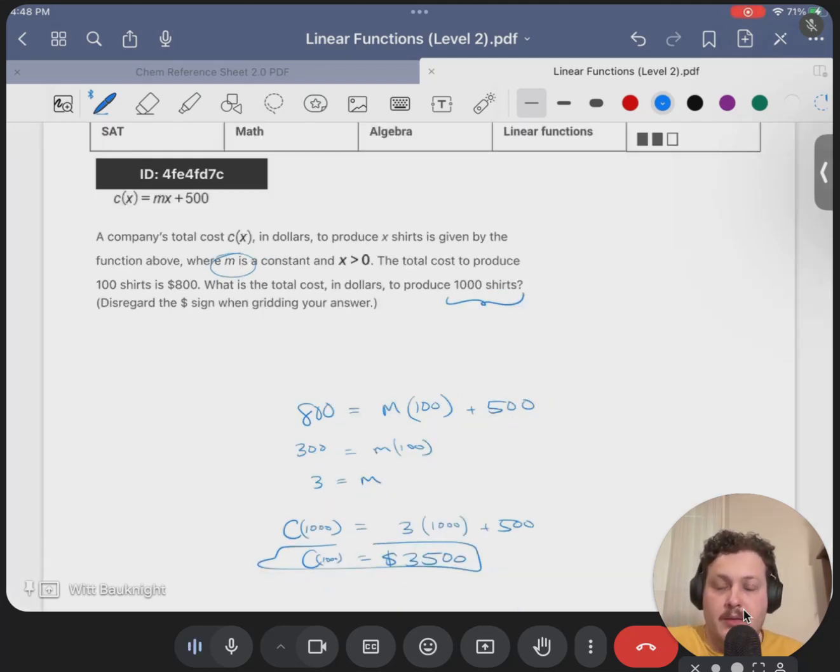Cool. All right. What did I do there? I figured out the slope. Once I figured out the slope, I just rewrote that function, but with 1,000 plugged in.